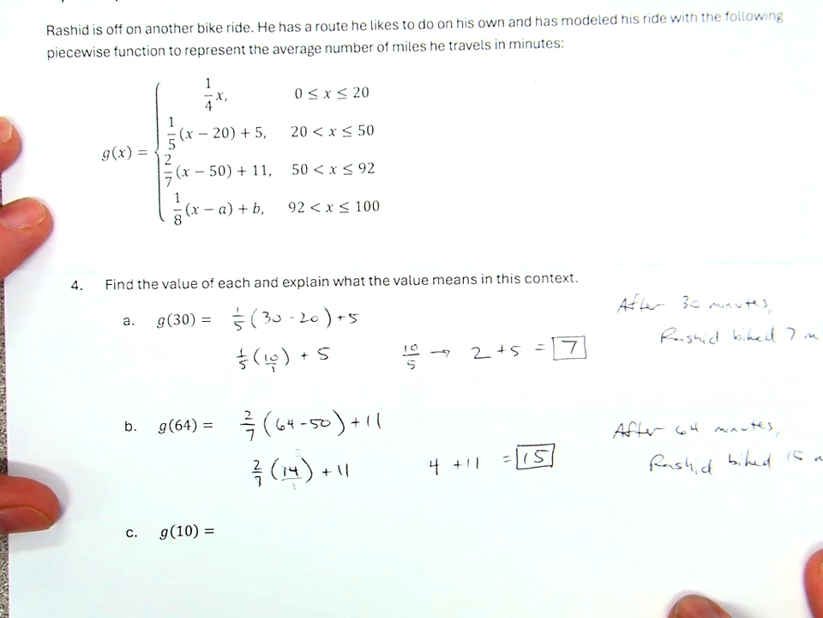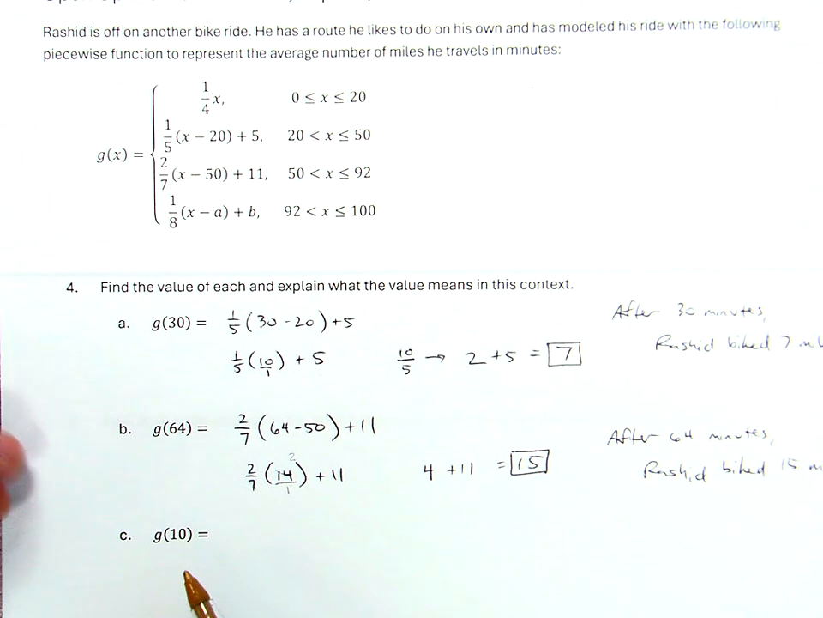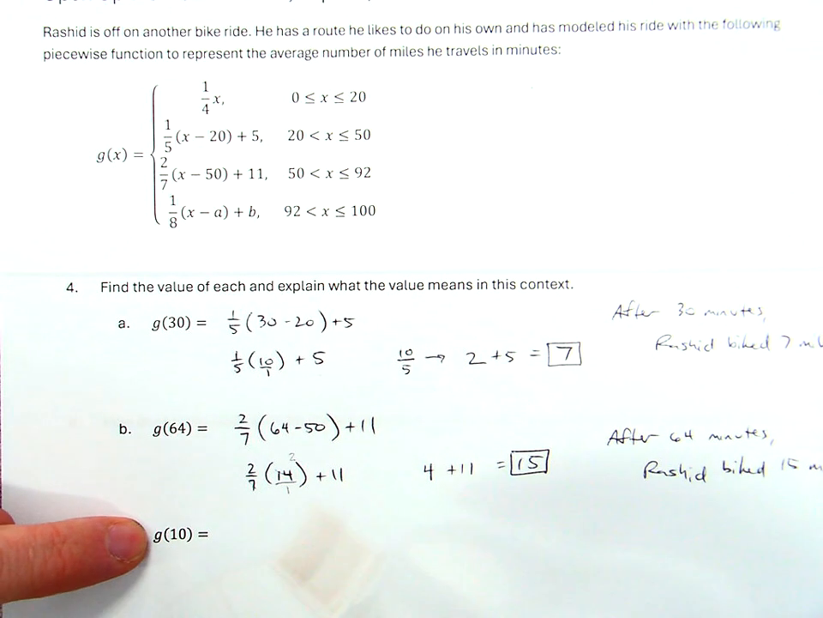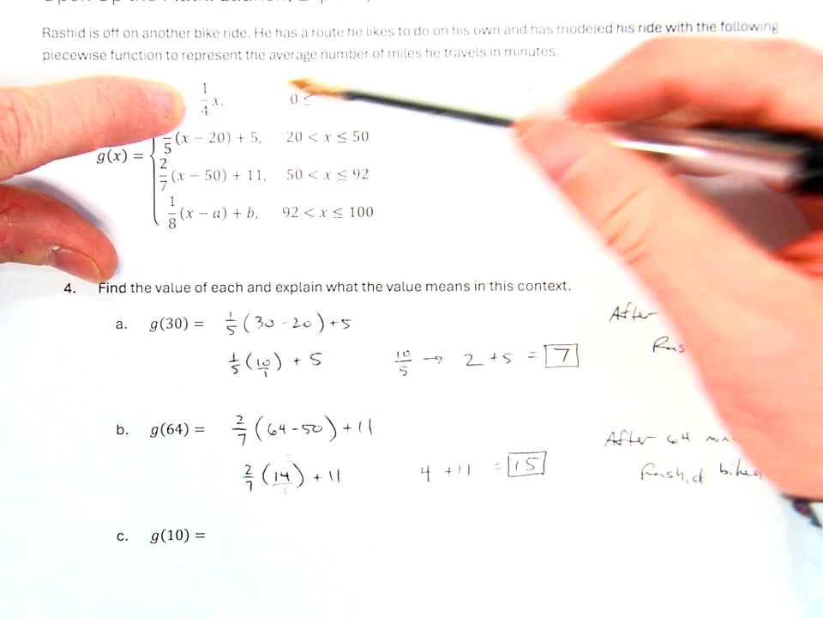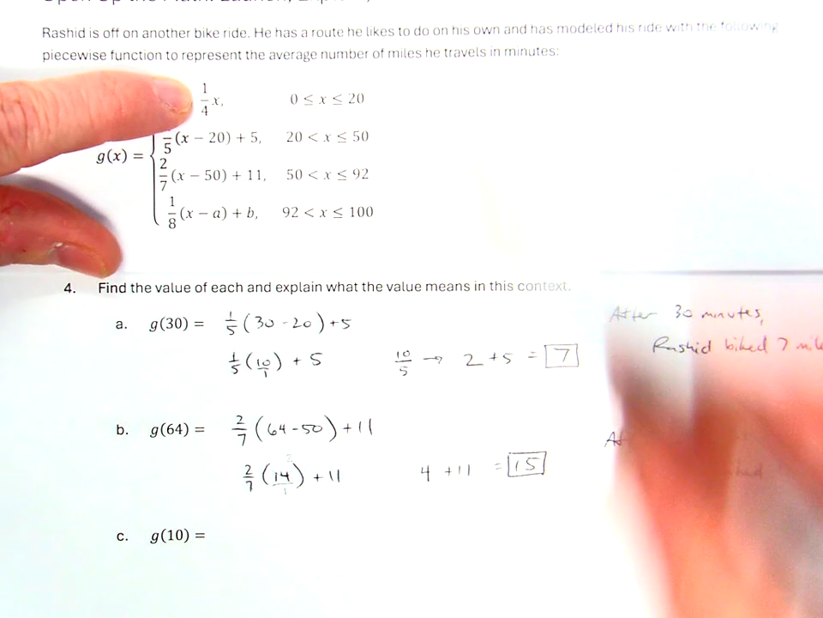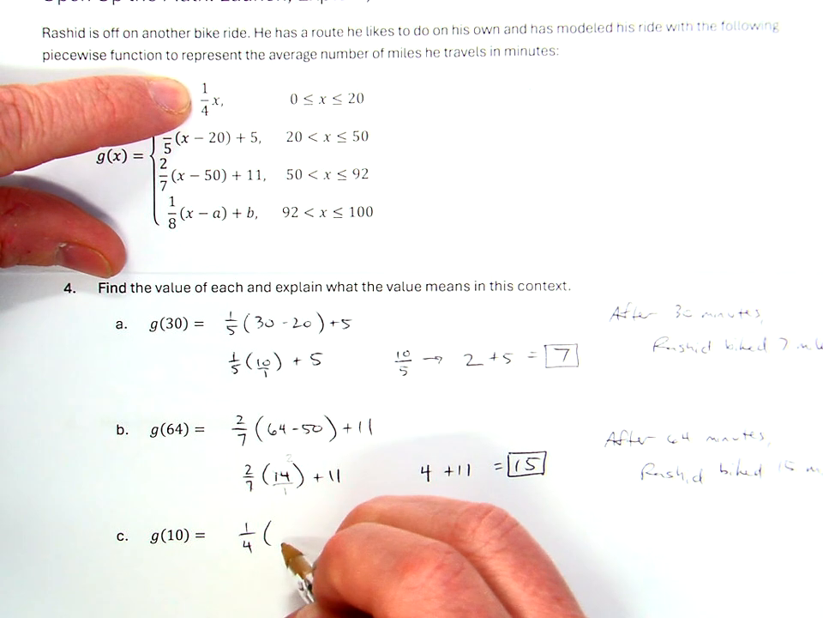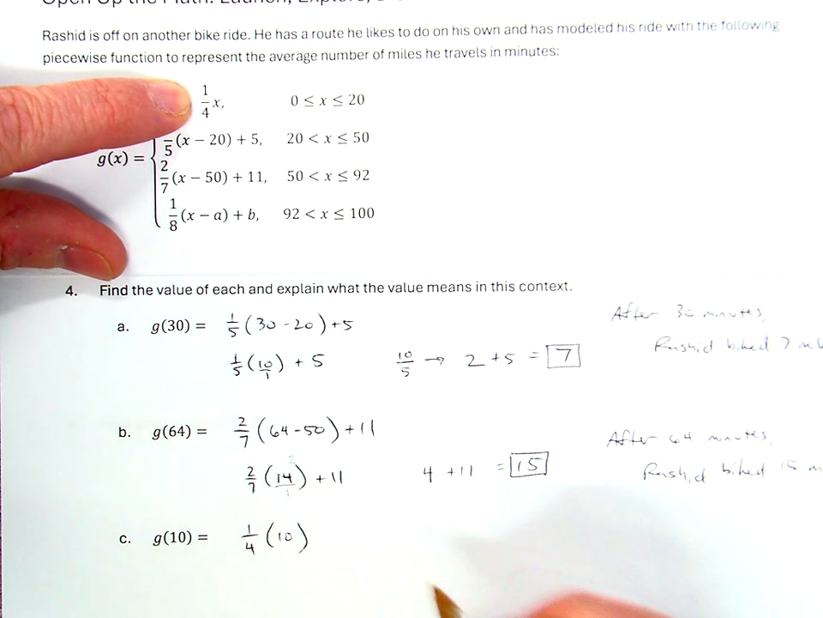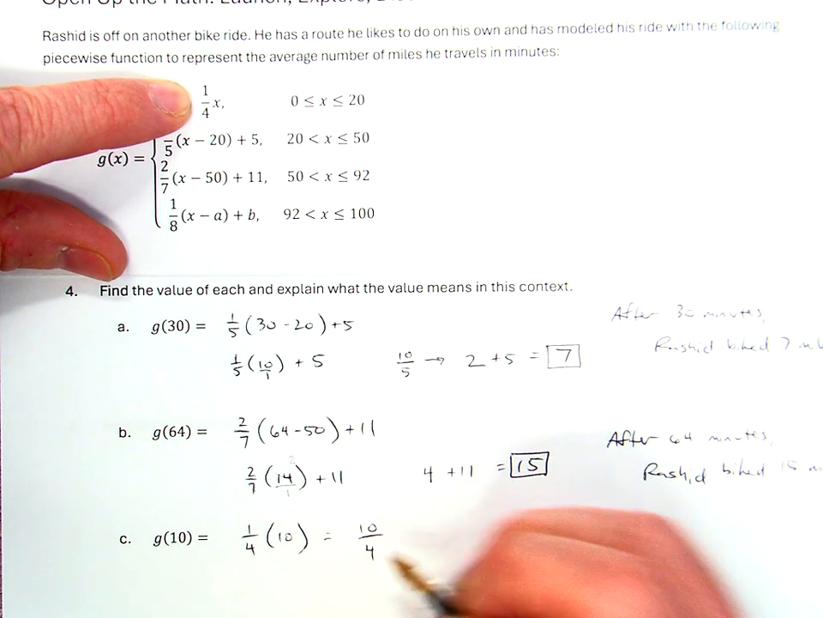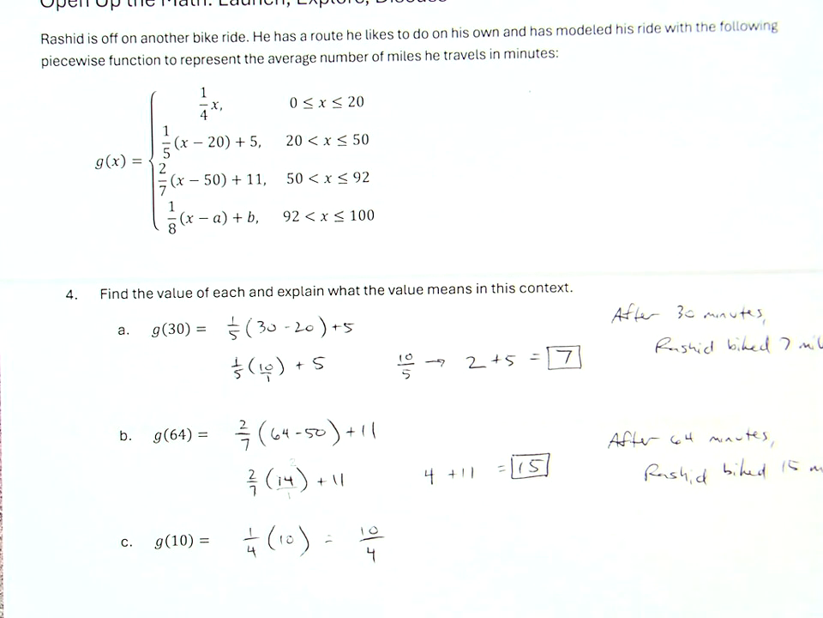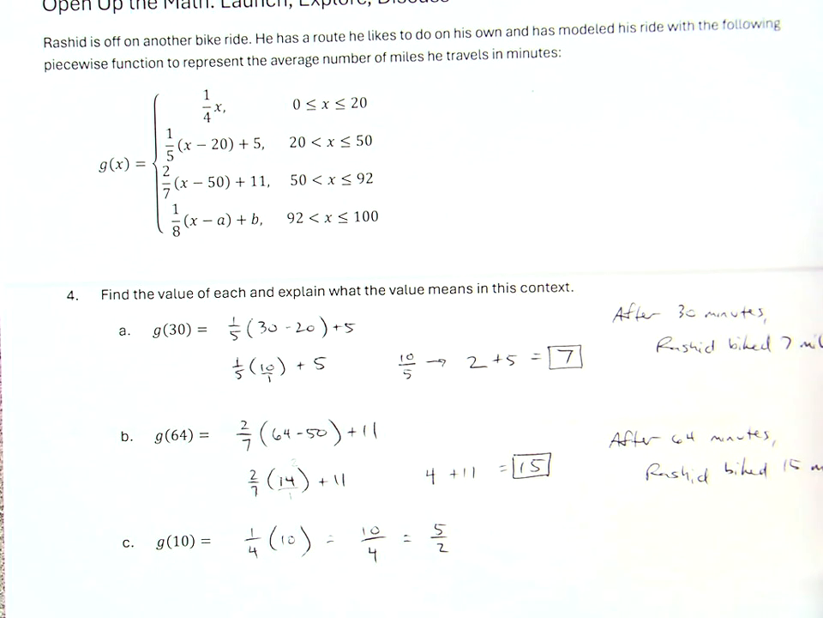And the last one here, part C, plugging in 10. They didn't go in order, but it doesn't matter what order you do. 10 falls into the first subfunction, the domain. So I'm going to plug that in here. I mean, this one's not too bad. It's just 1/4 times x, but x in this case is 10. So this is 10 over 4, right? 10 over 4 reduces. If you wanted to say this is 5 over 2, you could do that.